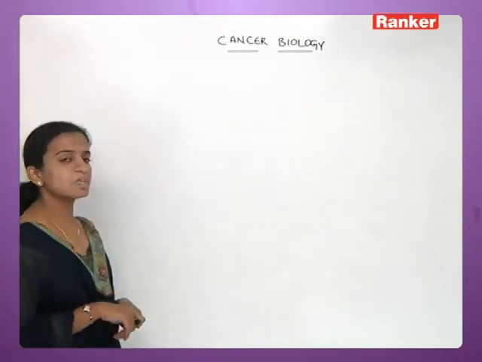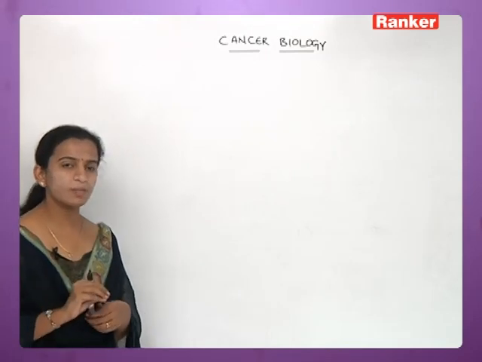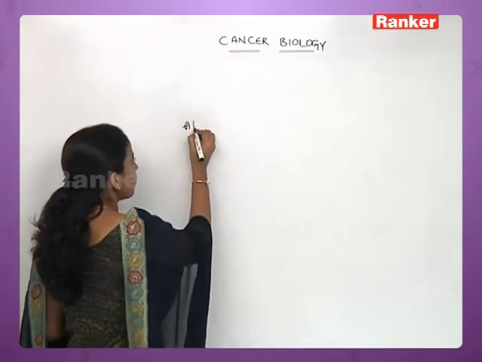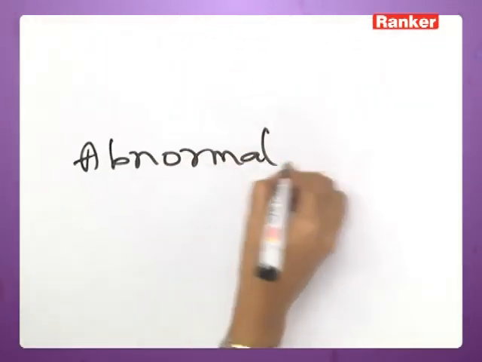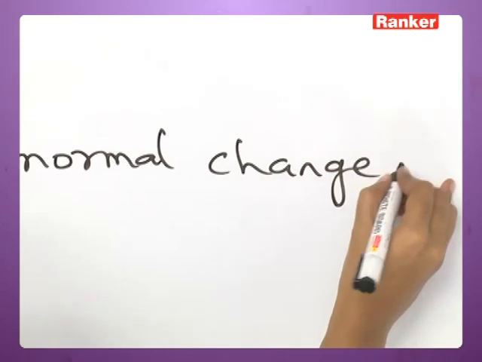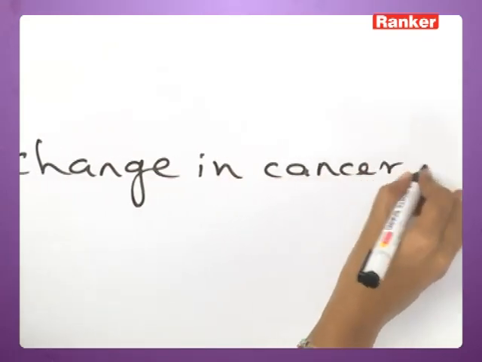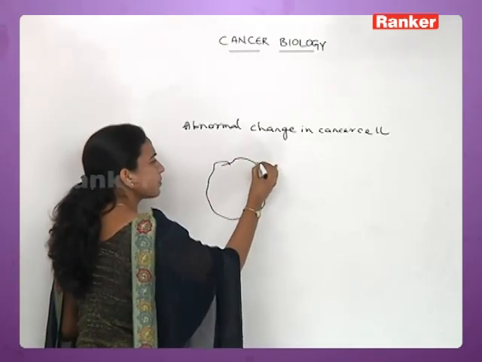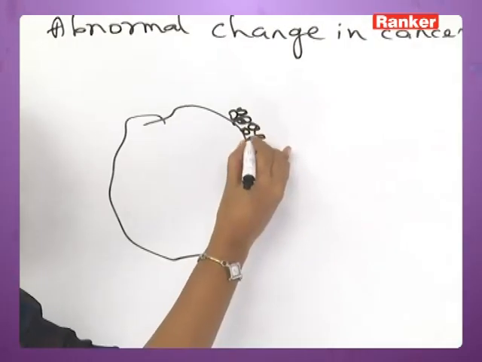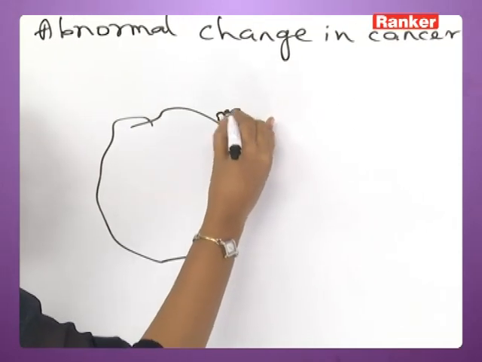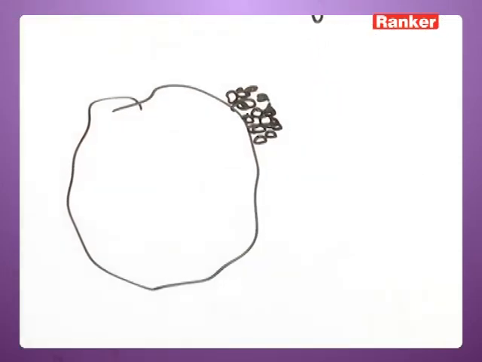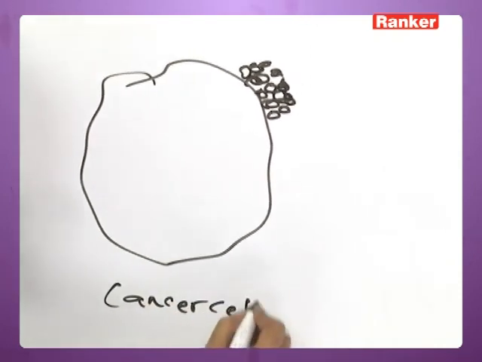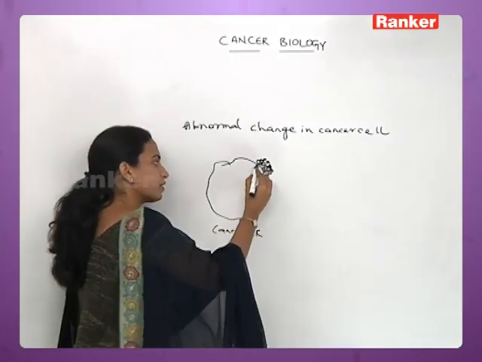So here you can see another character or property in the cancer cell: abnormal change in the cancer cell. That means if there is a cancer cell, you can see something growing on it, which gives you a kind of antigen structure. That means there is an outgrowth present. This is a cancer cell. So on the cancer cell itself, you can see some other growth.